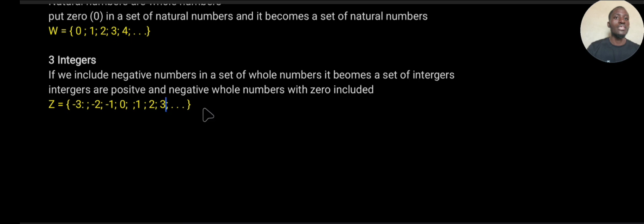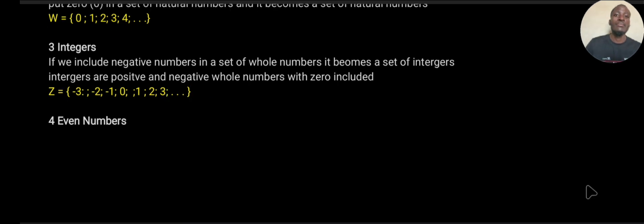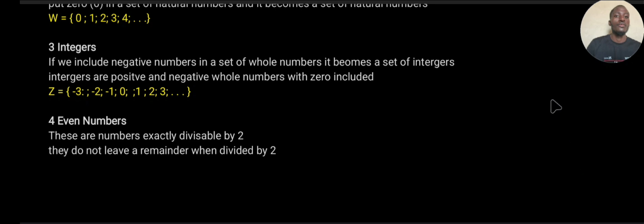So let's move on to set number 4, which is the set of even numbers. Even numbers are numbers exactly divisible by 2, right? They do not leave a remainder when they are divided by 2. Take for example a number like 4. You can divide 4 by 2 without leaving a remainder. If we say 2 into 4, the answer is 2.